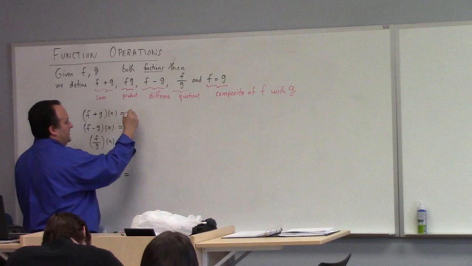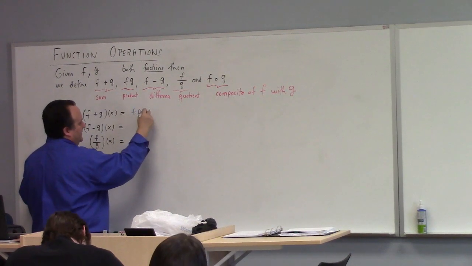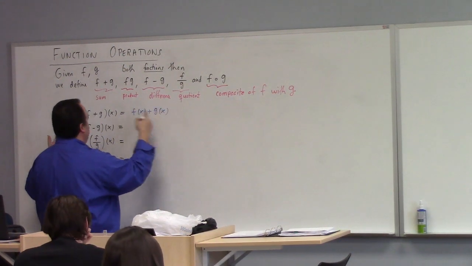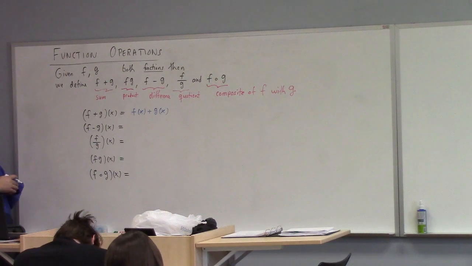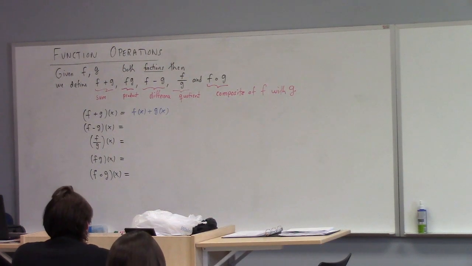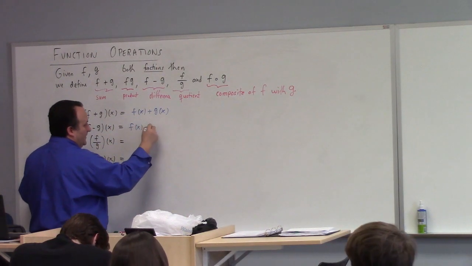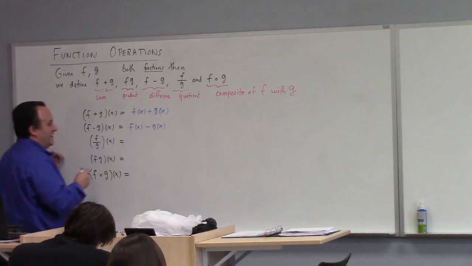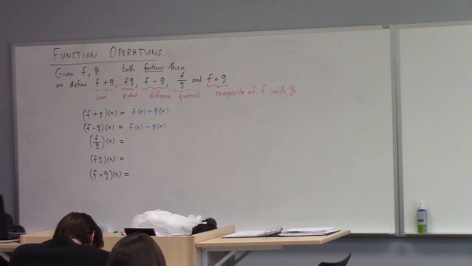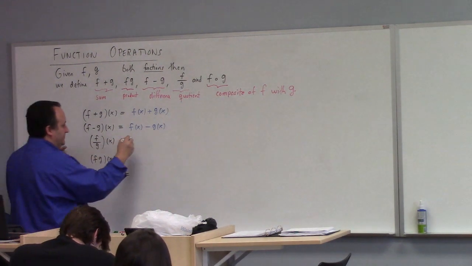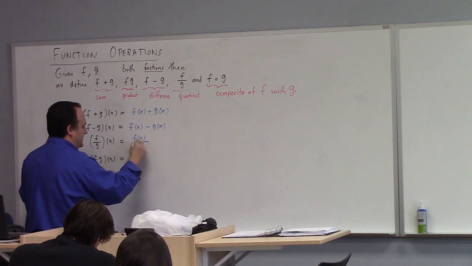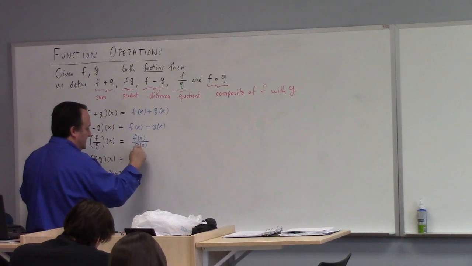So f plus g is really just how you do it. You do f of x plus g of x, okay? So to add two functions, you just add their formulas. F minus g of x is defined by f of x minus g of x. So to subtract two functions, you just subtract their formulas. F over g of x, well, just maybe what you're not going to be surprised to find out, f of x divided by g of x.